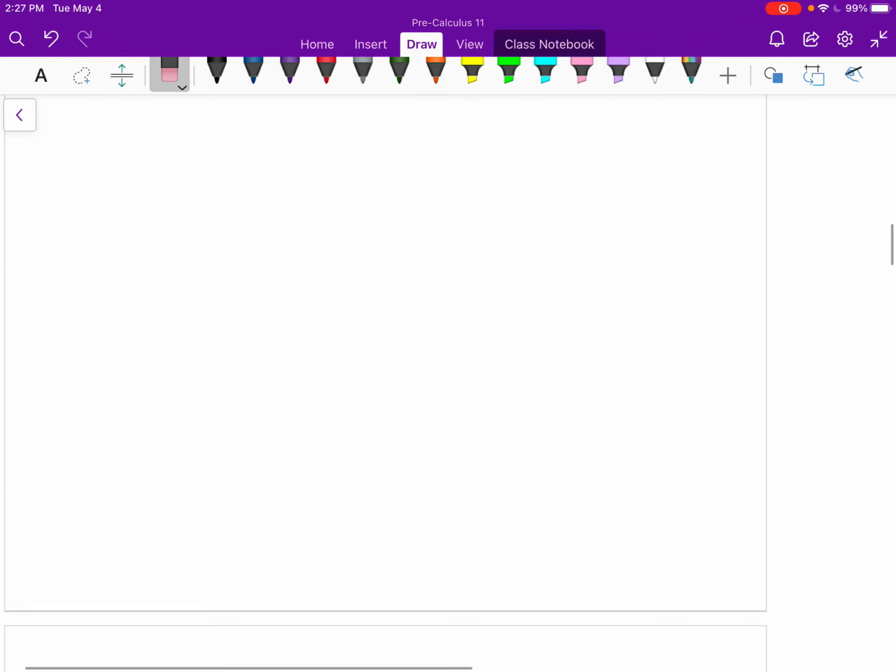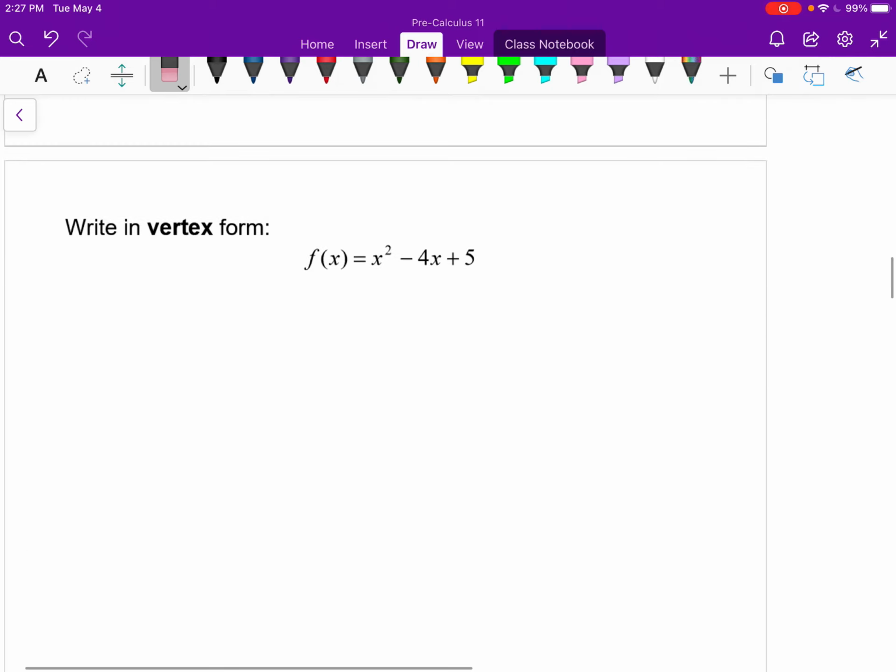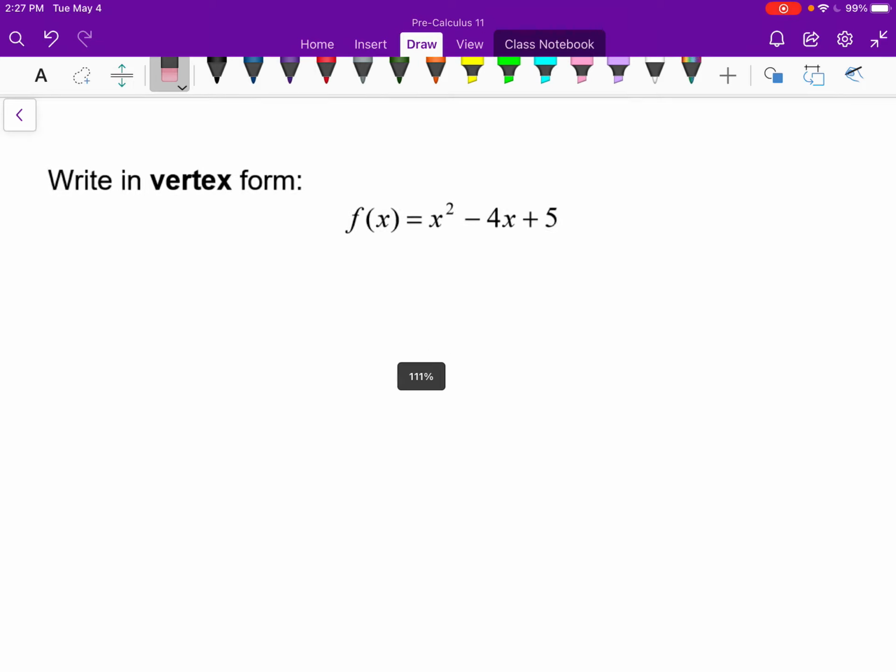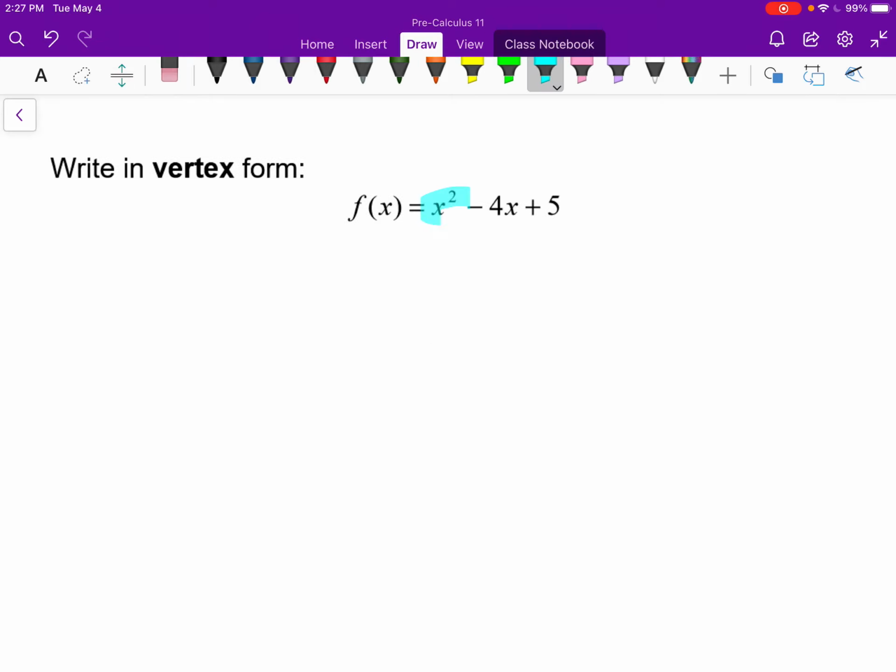All right, so let's look at this one. No easier, no harder, same idea. So again, what matters is this. I want to make a perfect square out of that. The plus 5, I'm just going to leave it alone for now. So I'm going to write x squared minus 4x. And that plus 5, let's put it over here.